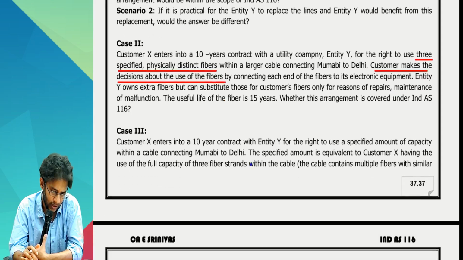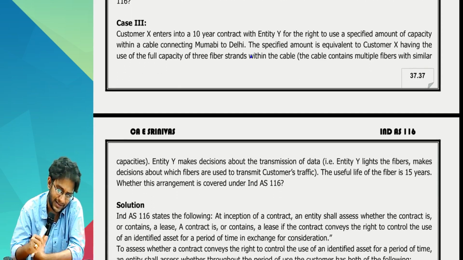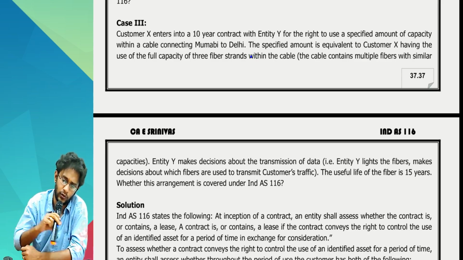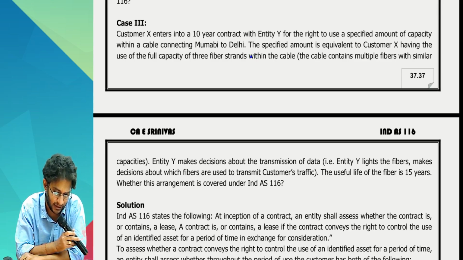Next one. Customer X enters into a 10 years contract with entity Y for the right to use a specified amount of capacity within a cable connecting Mumbai to Delhi.